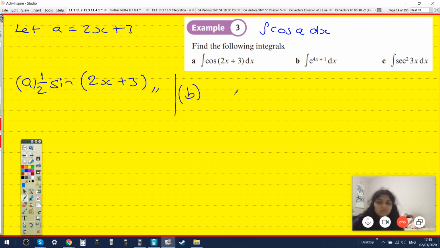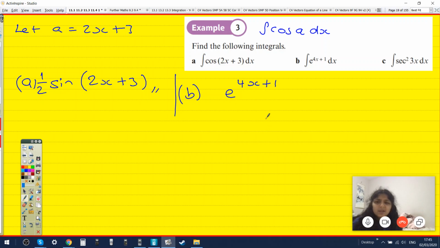And so what was this one, sorry? I got 4e to the power of 4x plus 1 divided by 4. And so what is 4 divided by 4? 1. You can cancel out. So then that's e to the 4x plus 1. That's right. The integral of this isn't 4e, it's just e to the 4x plus 1.